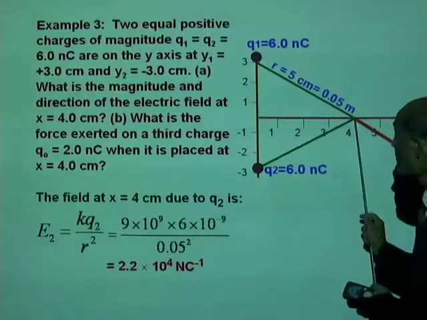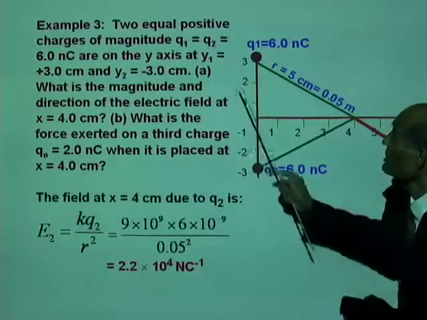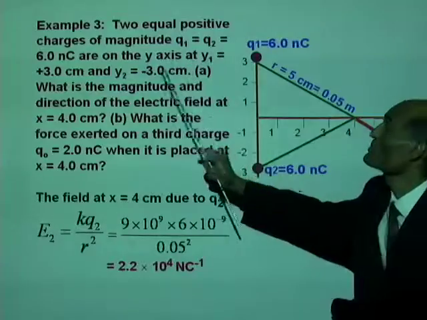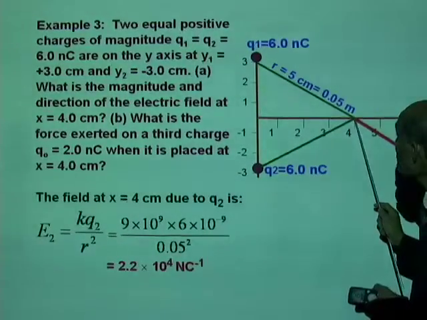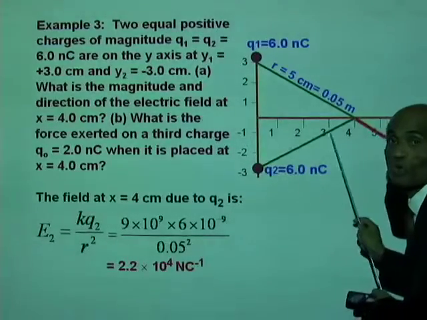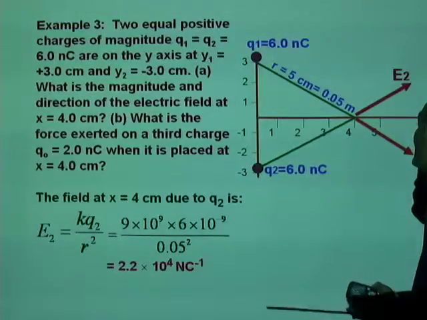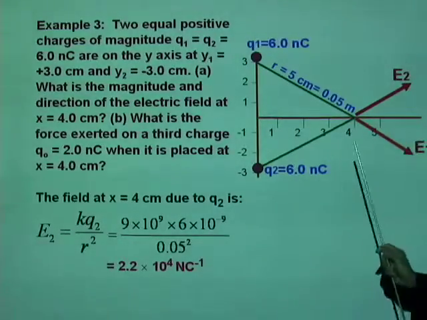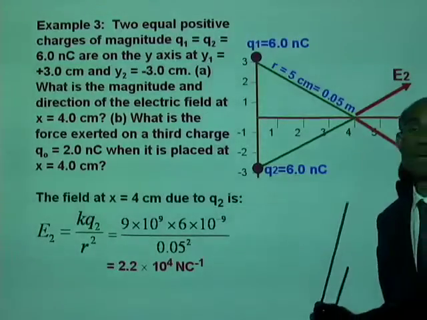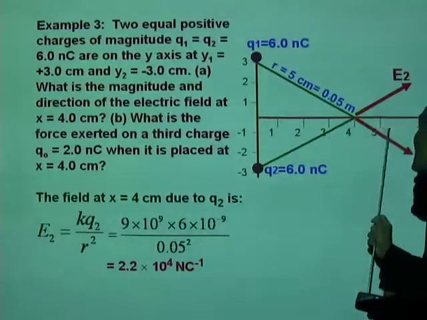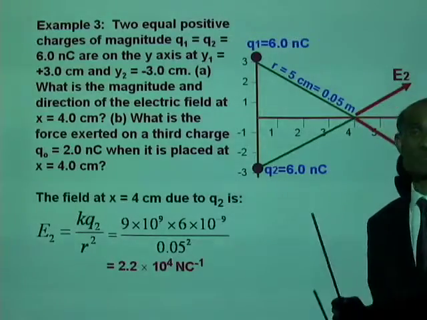What is the direction of that field? Well, Q2 is also a positive charge, isn't it? Q1 equal to Q2 equal to positive 6 nanocoulomb. So the field at this point due to Q2 will be directed away from it. That is the direction of E2. Okay, we now know the magnitudes of E1 and E2. How do we find the vector sum of these two electric field vectors?